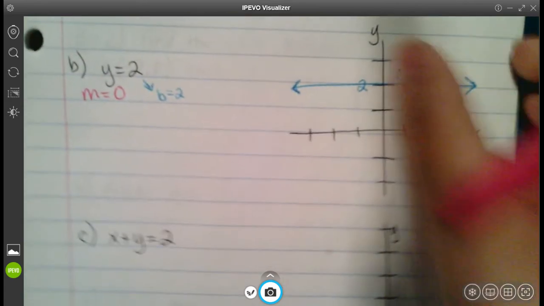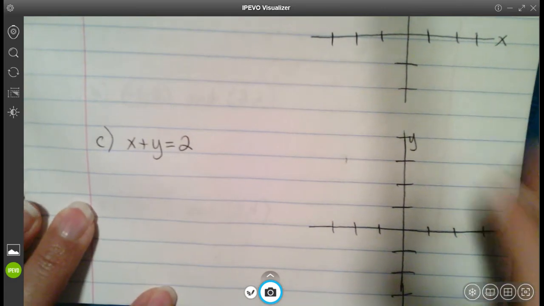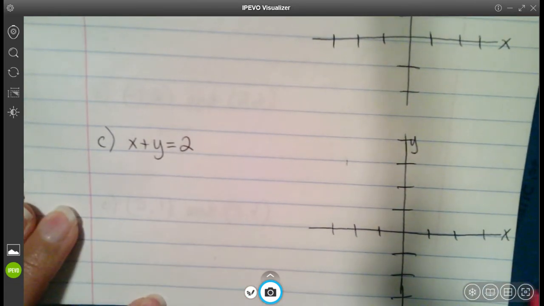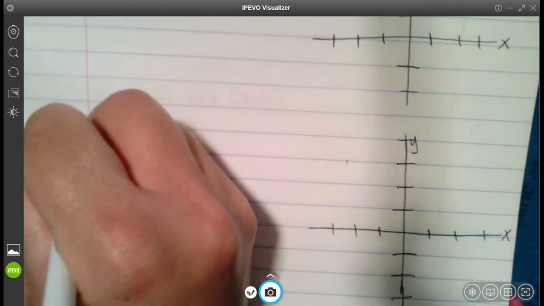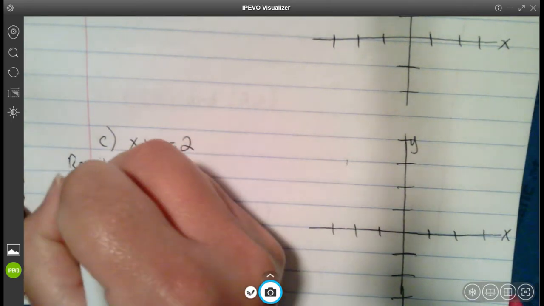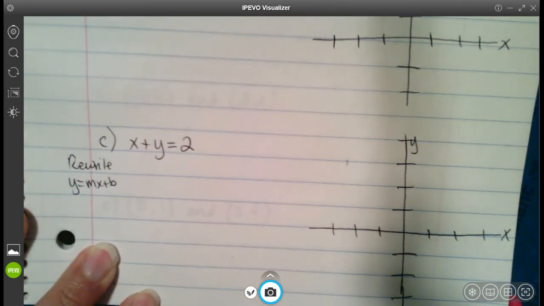Last example for this one, see this isn't too bad. They're gonna go pretty quick. X plus y equals 2. So the problem with this one is it's not in slope-intercept form. So first, we need to rewrite this, okay, as y equals mx plus b. So in our slope-intercept form.